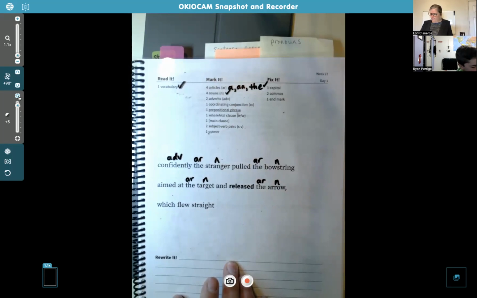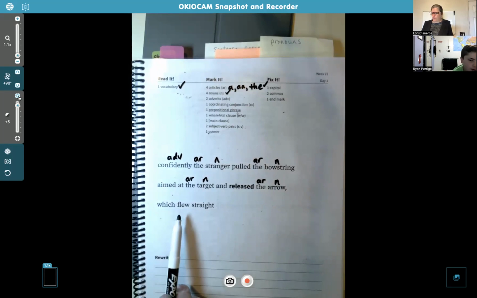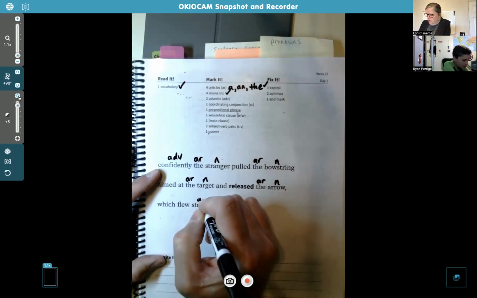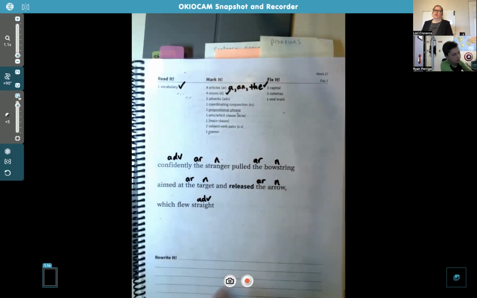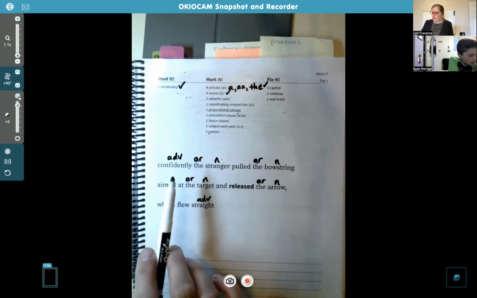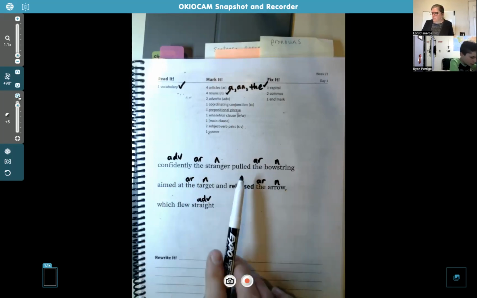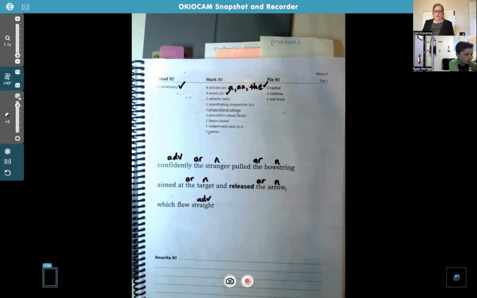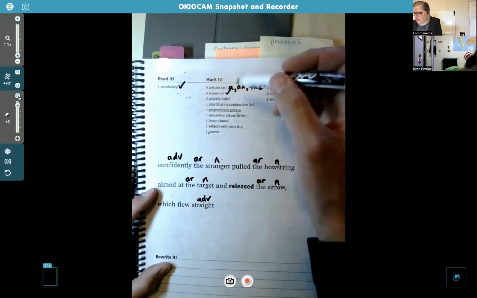but, is it which? No, it's actually, so look at the verb flew, and think of how did it fly? It flew straight. Yes, there you go. So those are the questions you ask for the adverb, basically how, because confidently modifies pulled. He confidently pulled and aimed. So looking at how something is the way it is.